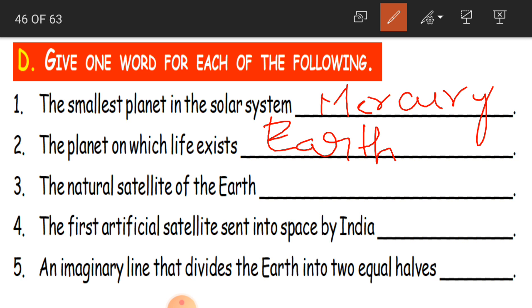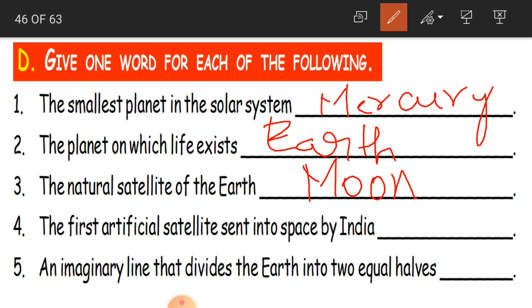We are living, animals are living, birds are living, plants are living. So all these have life, and this is only possible on this planet Earth. Okay, now the third one is the natural satellite of the Earth. The natural satellite of the Earth is our beautiful moon.